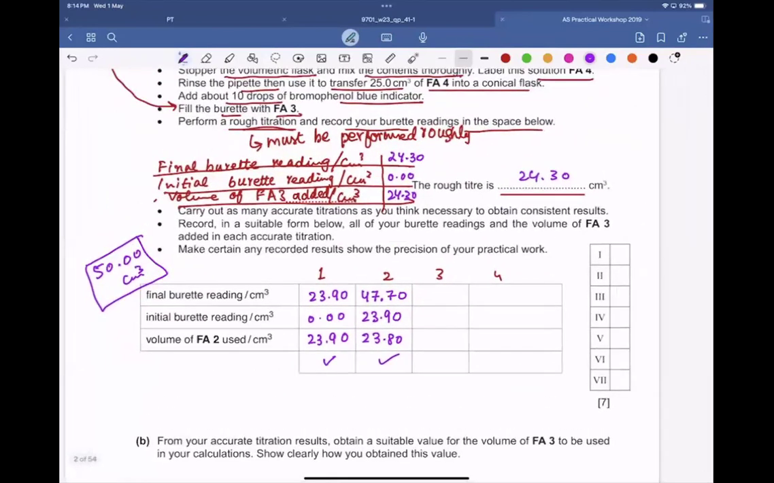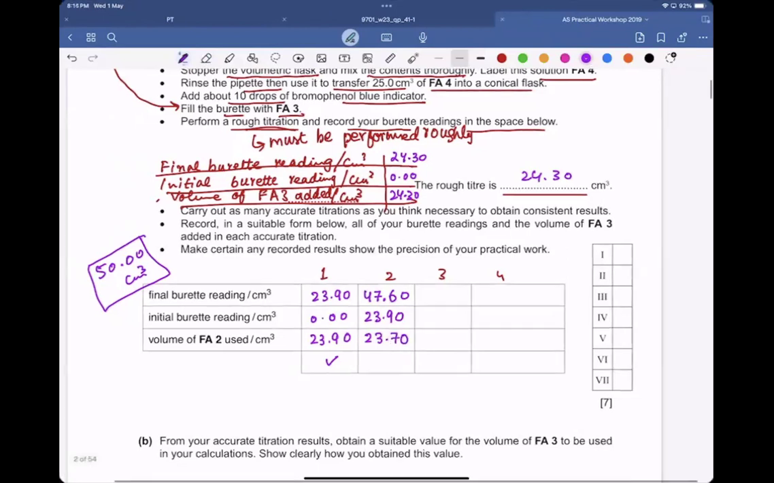Okay, now let's have a look at another case. For example, this value is, instead of 47.70, you got 47.60. Then over here it is 23.70, right? Is this understandable? So now the difference is 0.2. So you have to perform another titration until you get the difference of 0.1 only.